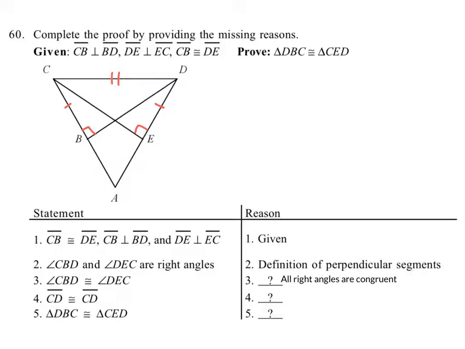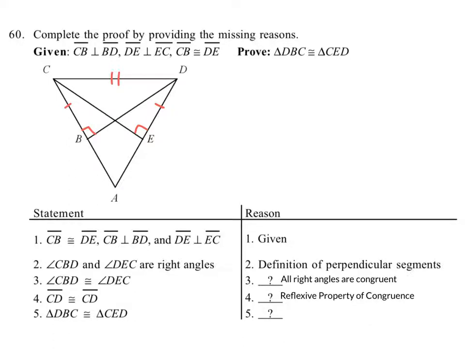And that is the reflexive property of congruence. So I'll type that. Reflexive property of congruence. Yep. And then it says the triangles are congruent and how.